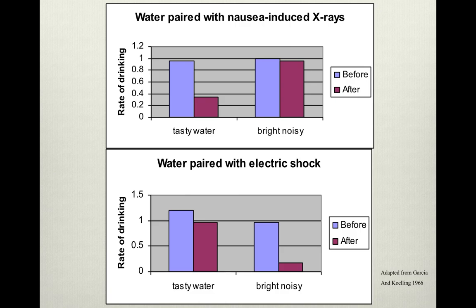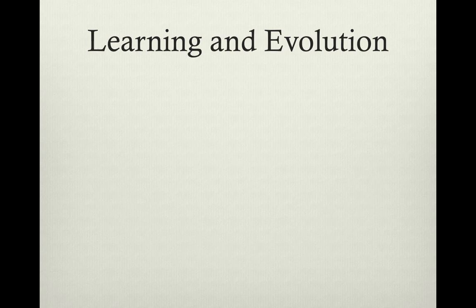Same experiment was done looking at water instead of food, and here we have tasty water, which is water that has sweetener added to it, and we have bright noisy water, which involves a lights and sound display that comes as the rat drinks the water. And again, paired with nausea-inducing X-rays and paired with electric shock. And again, rats learn to avoid tasty water when the reinforcer is X-rays that cause nausea. Rats learn to avoid bright noisy water when the reinforcer is immediate electric shock. In the other conditions, rats will not avoid those foods. So rats are able to learn some food avoidance. Rats are not able to learn other food avoidance based on this pairing of cues and reinforcers.